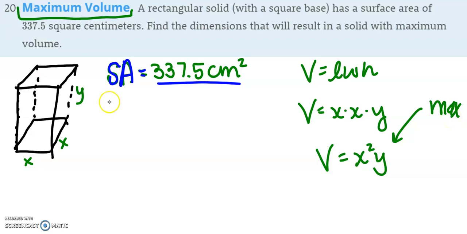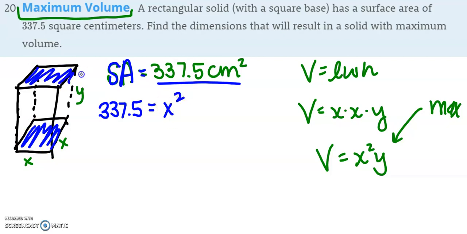Well, I'm going to use my surface area of 337.5. The surface area is going to be adding up all of the different faces. So I've got this face down here, which is x squared. I've got another one of those on the top, so that's 2x squared. And then I've got these rectangles, and each one of those rectangles is going to be x times y, and I have 4 of them, so plus 4xy.